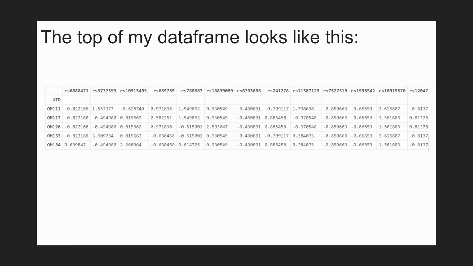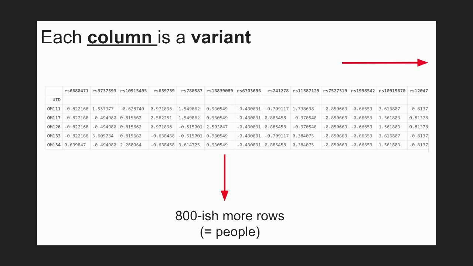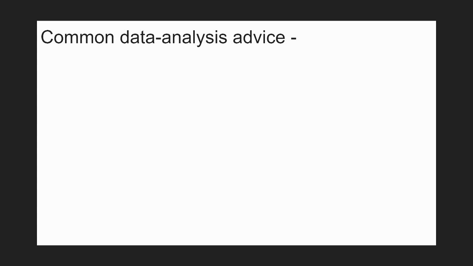So the top of my data set, once I've done all my processing, and I'll give you the scripts so you can do it yourself, is going to look like this. Each row now is a person, an anonymous individual. And there's 800 or so more of these that Xing had in their data set. A key thing is that each column is a variant. We would call that a feature in machine learning. And after all my data processing and cleaning is done, there's still another 15,000 columns extending that way. So it's still a very large data set.